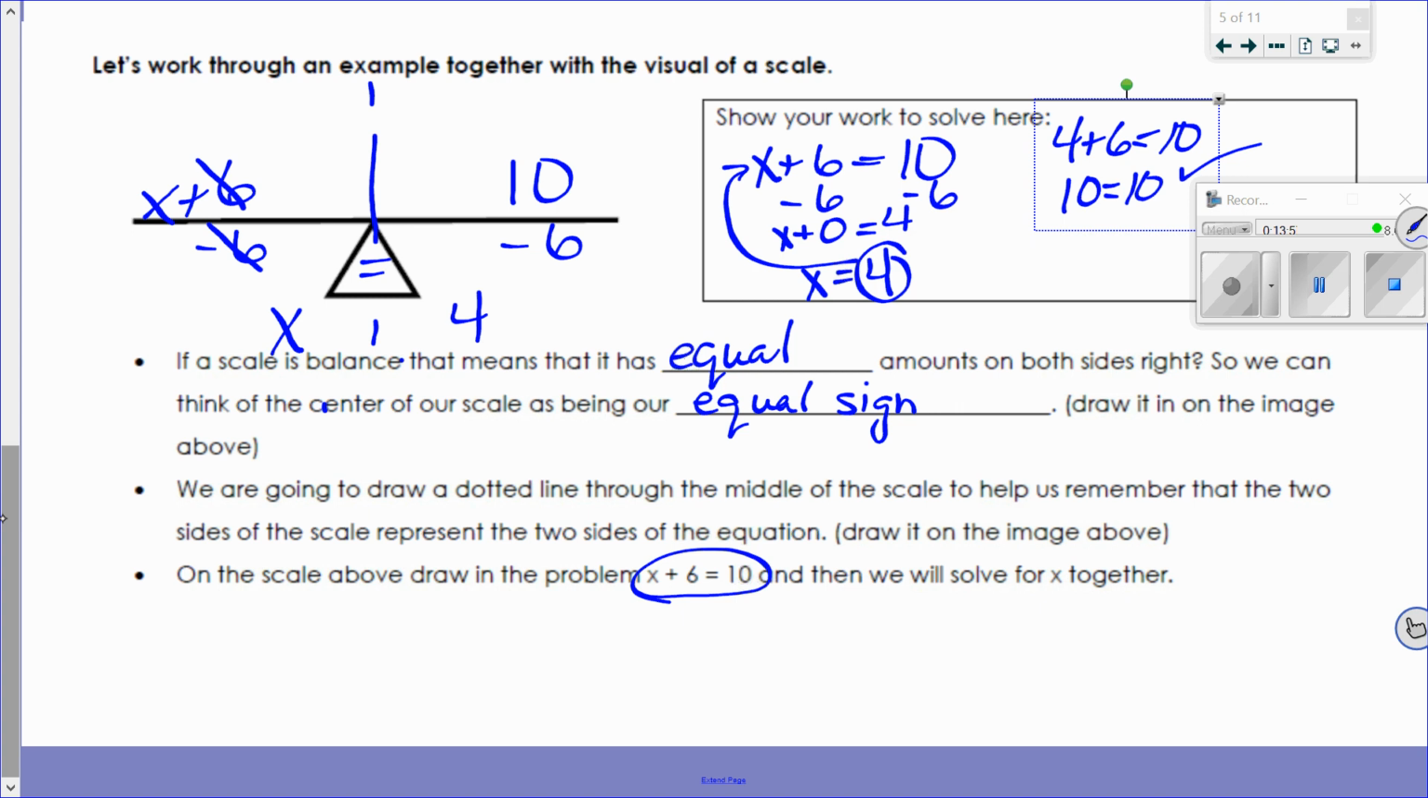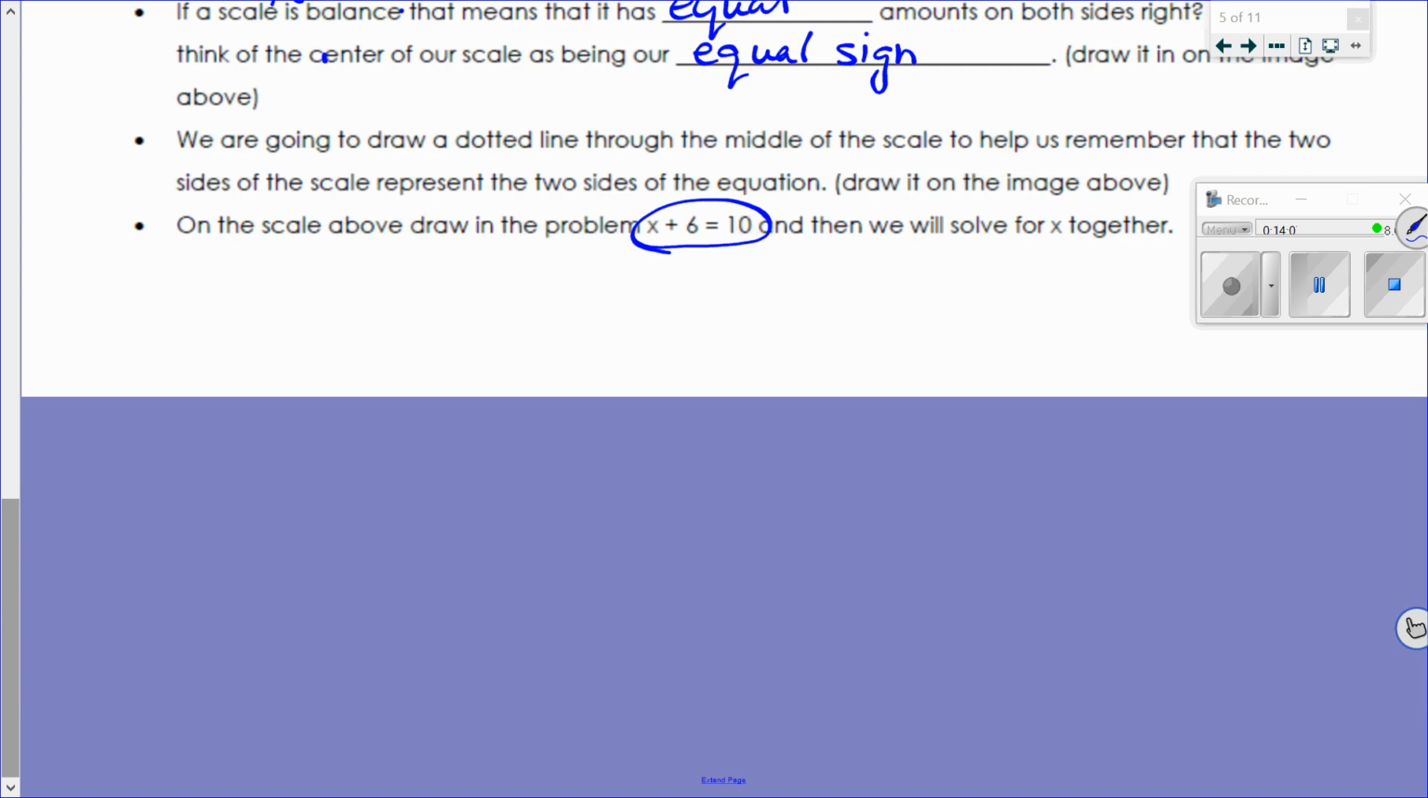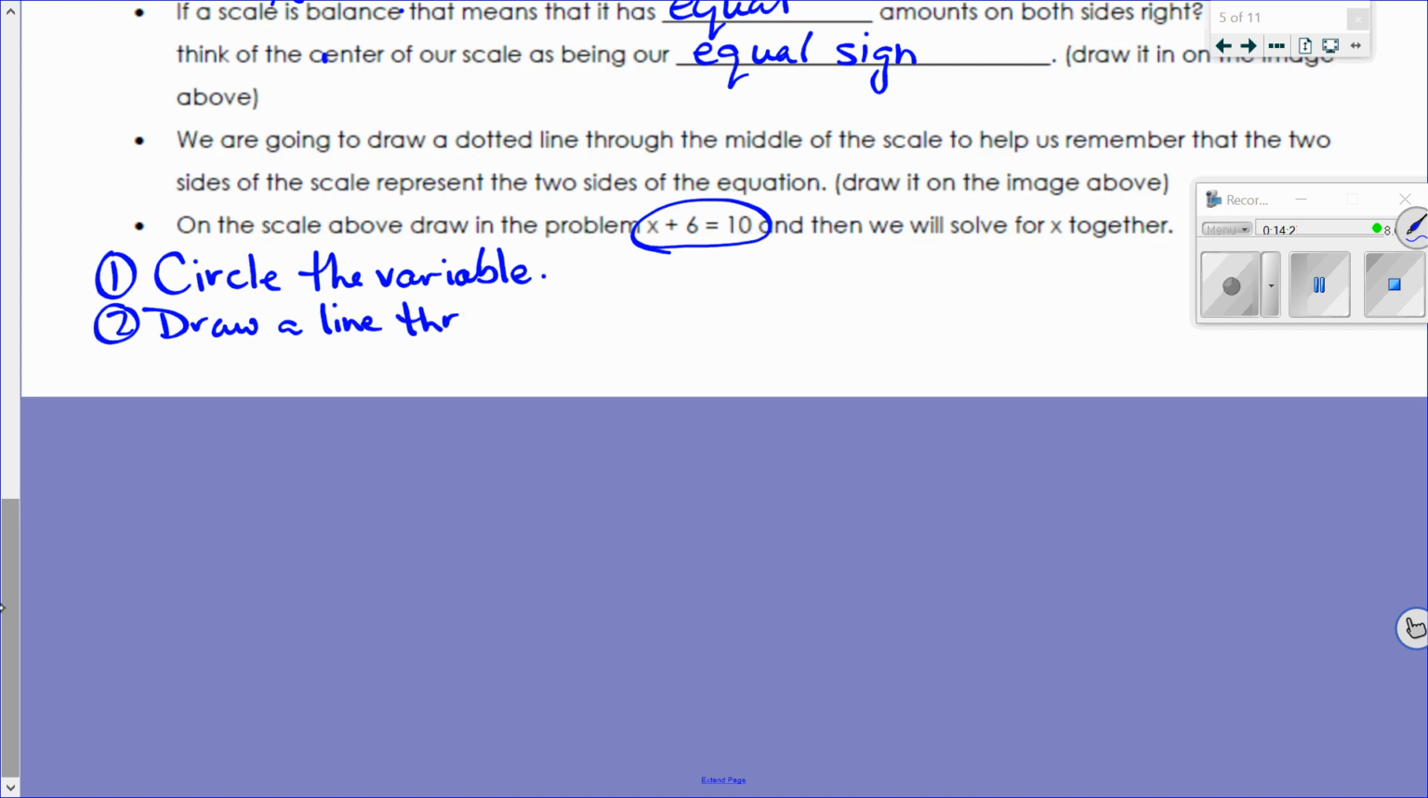Okay, David, let me help you here. Okay, guys, I'm going to give you 4 steps. Here are the 4 steps to success in today's problems. Step 1. Circle your variable. Step 2. Draw a line through the equal sign.